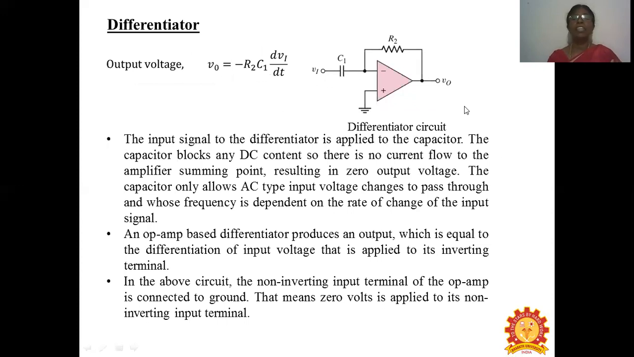Next one, a differentiator. This is the circuit diagram of the differentiator. Here, the input voltage is applied to the inverting terminal of the op-amp circuit through capacitor C1, and one feedback resistor, R2, is connected in between output and inverting input. The non-inverting terminal of the differentiator circuit is connected to the ground point. So the input signal of the differentiator is applied to the capacitor.